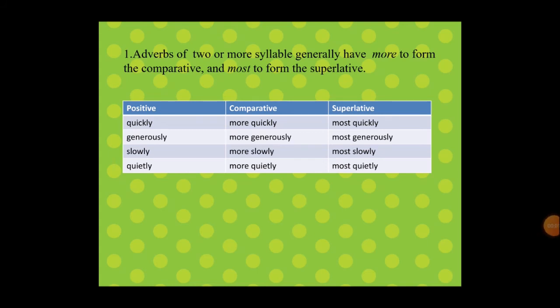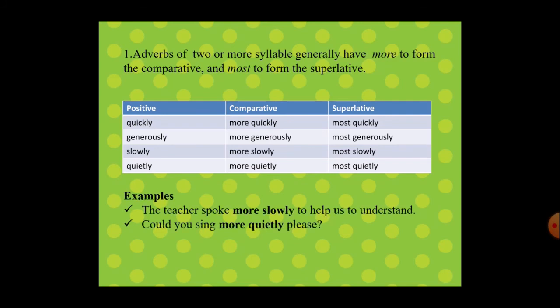Generously, more generously, and most generously. Slowly, more slowly, and most slowly. Quietly, more quietly, and most quietly. Here are a few examples. The teacher spoke more slowly to help us to understand. Could you sing more quietly, please?